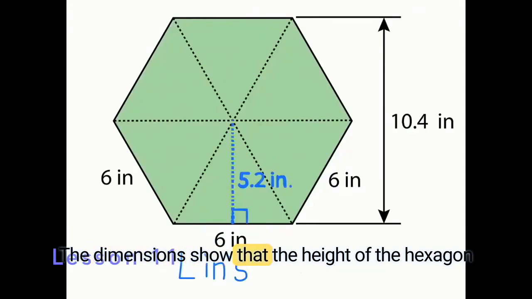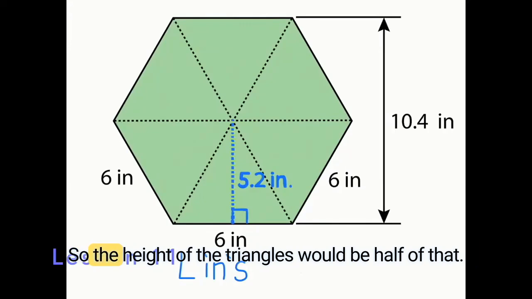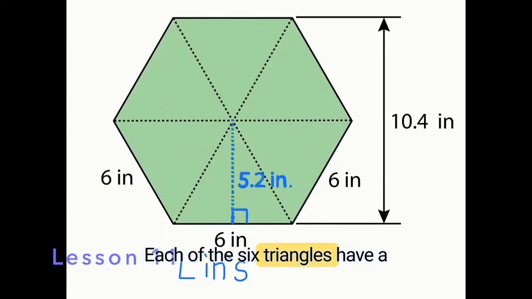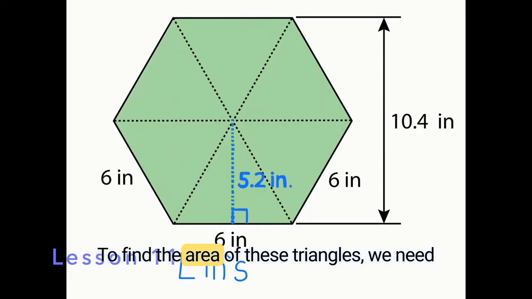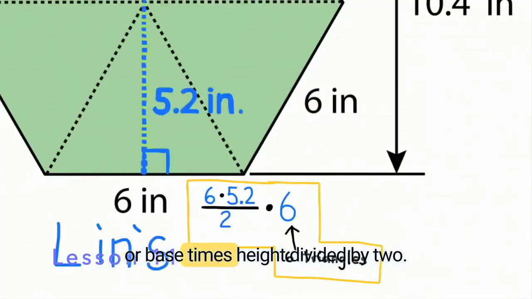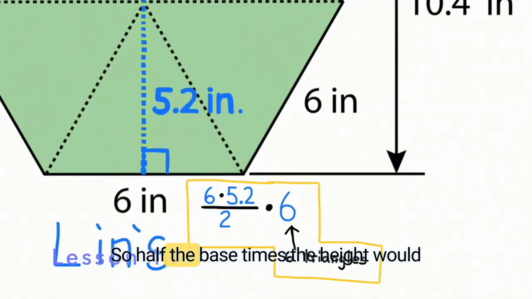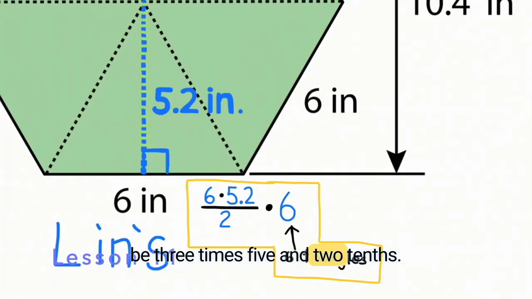The dimensions show that the height of the hexagon is 10 and 4/10 of an inch. So the height of the triangles would be half of that. Each of the 6 triangles has a height of 5 and 2/10 inch. To find the area of these triangles, we multiply half of the base times the height, or base times height divided by 2. The base is 6, and half of the base would be 3, so half the base times the height would be 3 times 5 and 2/10.